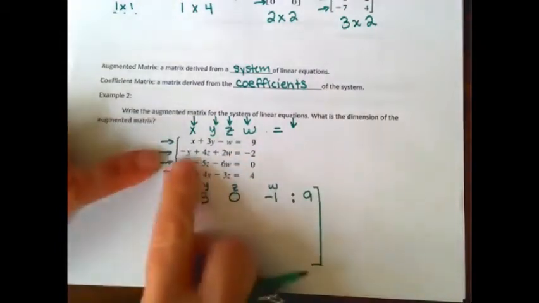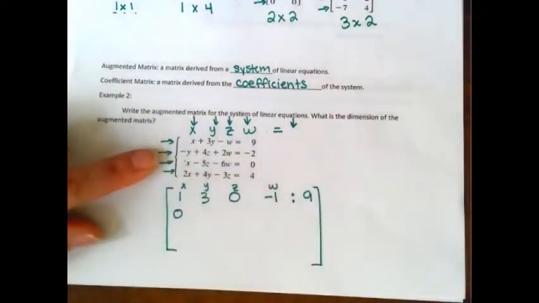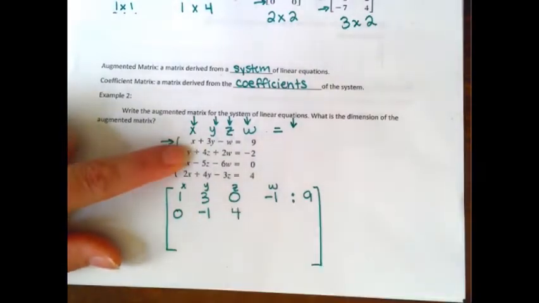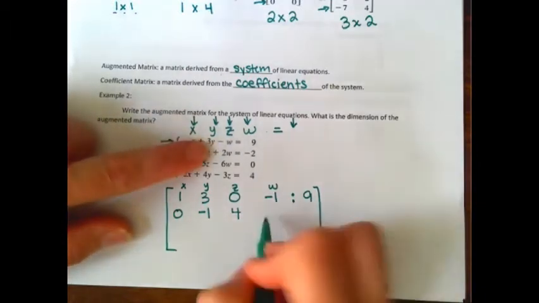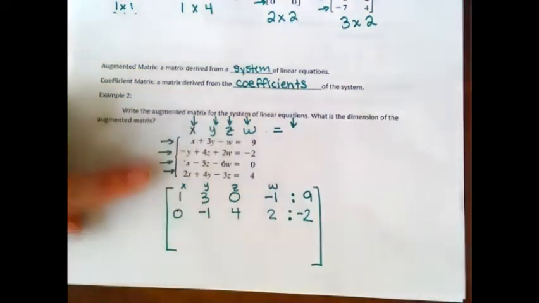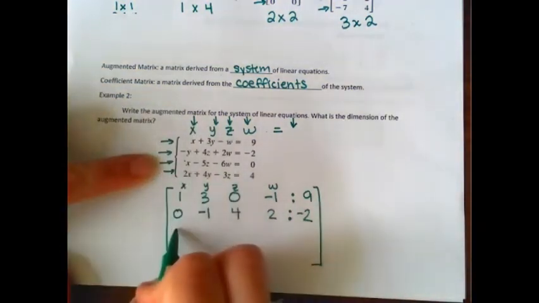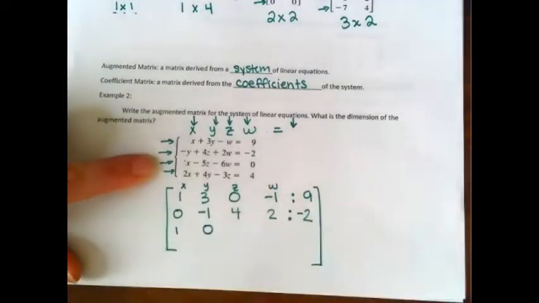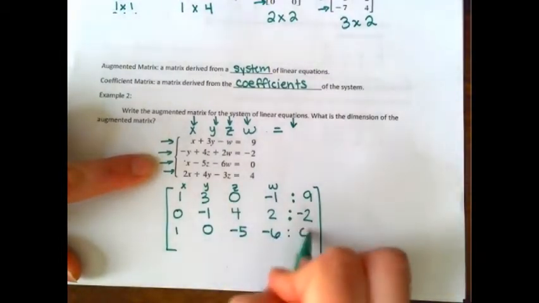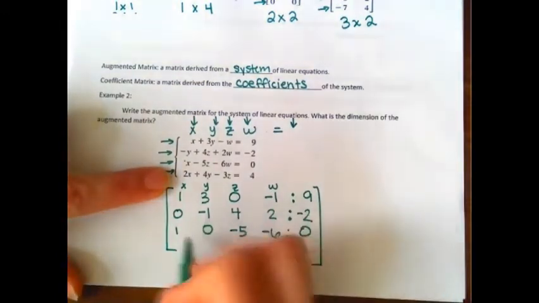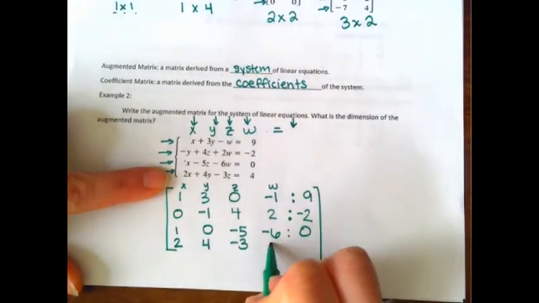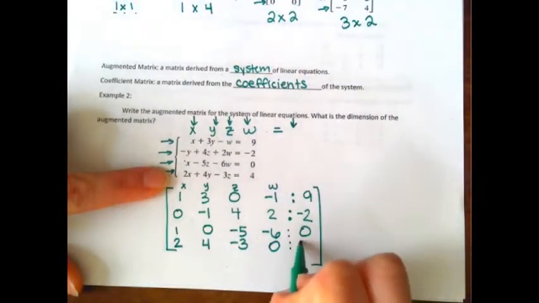So the second one, we have no X, so the coefficient of X would be 0. We have a Y, the coefficient is -1. We have a Z, the coefficient is 4. We have a W, the coefficient is 2, and then the equal is -2. Okay. Row 3, third equation, we have an X, the coefficient is 1. We have no Y, so the coefficient would be 0. Z, -5, W, -6, and that equals 0. And then our last one, we have an X, so 2, Y is 4, Z is -3. We have no W, so it'd be 0, and it's equal to 4.